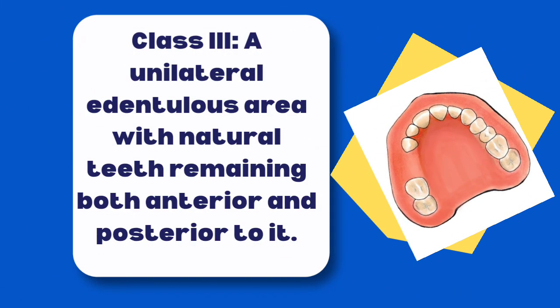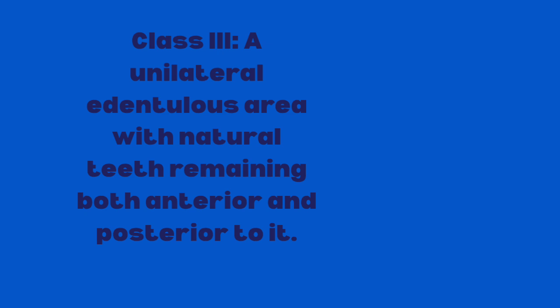Class 3 defines a unilateral edentulous area with natural teeth remaining both anterior and posterior to it. What this means is there are missing teeth on one side of the arch with the natural teeth remaining in front and behind the space. An example would be missing premolars on one side of the upper or lower jaw.